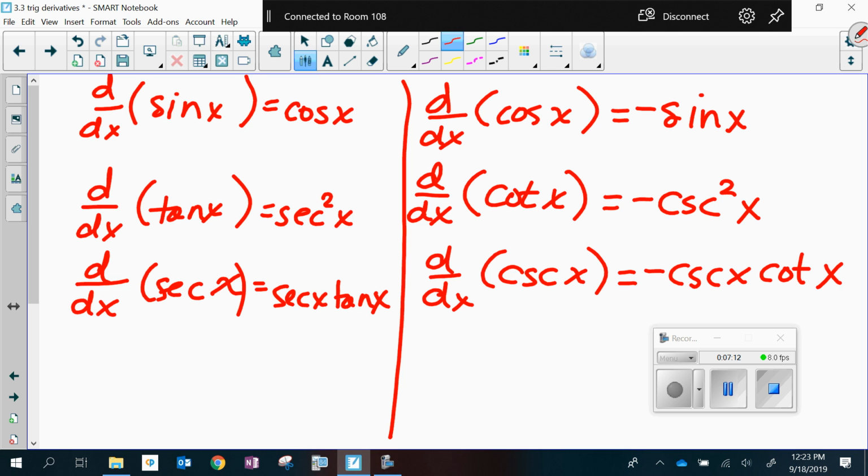Okay. Now, tell me why I grouped them like I grouped them. That's right. All the functions that start with co in their words. I know we talked about sine and cosine being co-functions, but that's not what I'm talking about now. All the trig functions that start with co in front of their names, their derivatives are all negative. Okay?